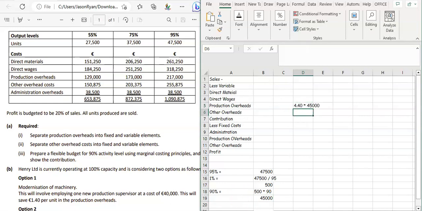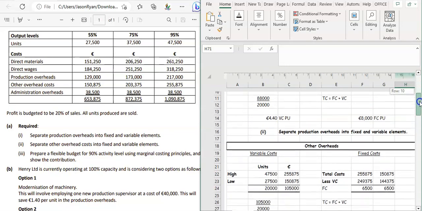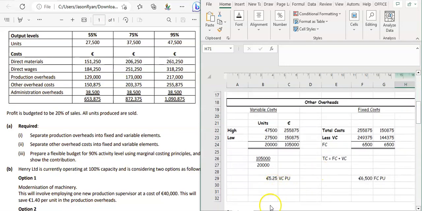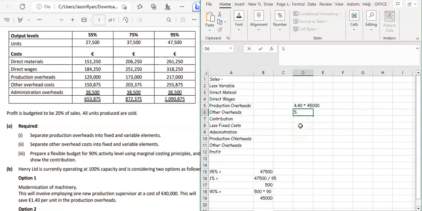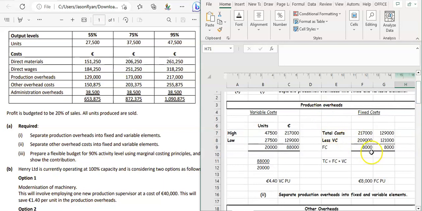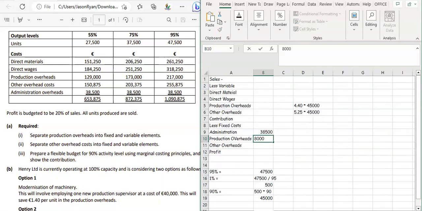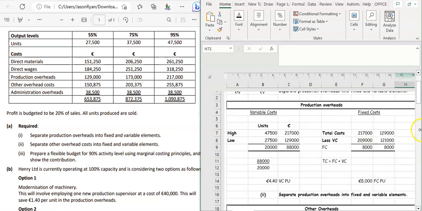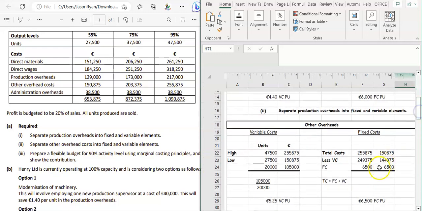Our other overheads then, from part A, is going to be €5.25. So we're going to take €5.25 and multiply that by 45,000 units, because that's how many units we're going to produce. We know our administration costs, we can just put the figure in as per the question, 38,500. Then for fixed production overhead, we've calculated that already, it's 8,000. And then our other overheads, also calculated in part A, 6,500.